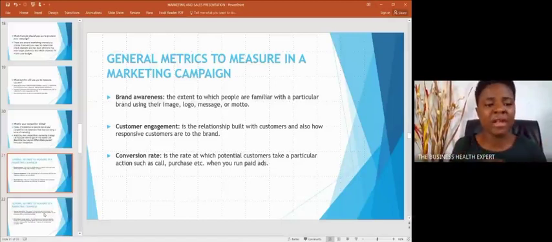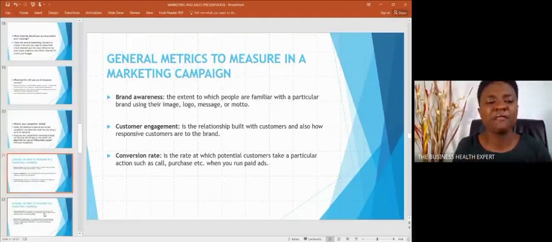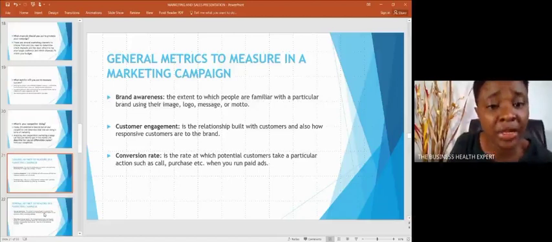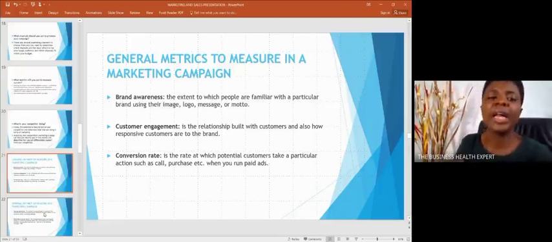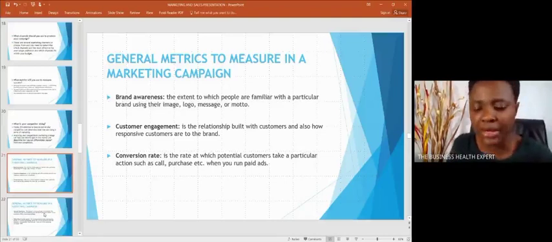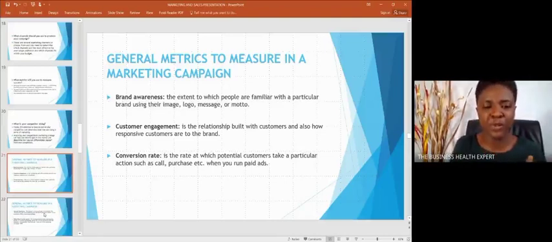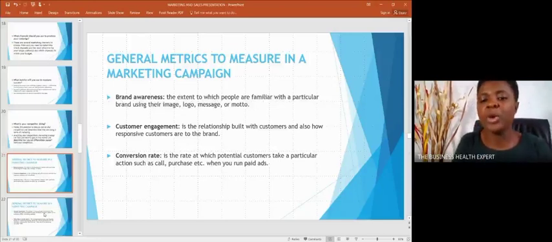And that is why, well, let me not jump ahead of myself, but let me quickly say that is why we emphasize the fact that it is important to have a social media presence. That is the reason why everyone has been told to open a social media account. Another thing to measure as regards your marketing campaign is your customer engagement, the relationship built with customers, and also how responsive they are to the brand. Another thing to measure is the conversion rate. It is the rate at which potential customers take a particular action such as a call or purchase when you run paid ads.